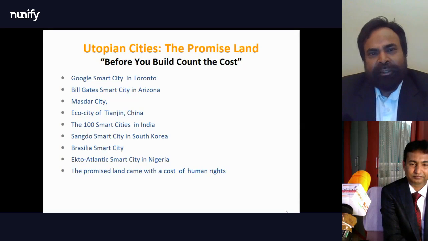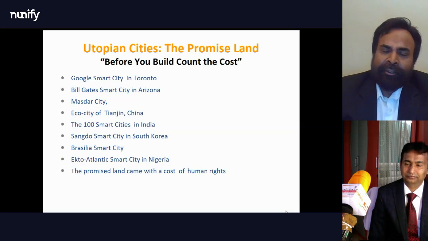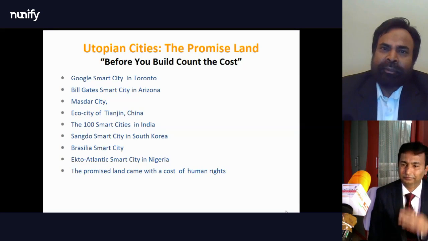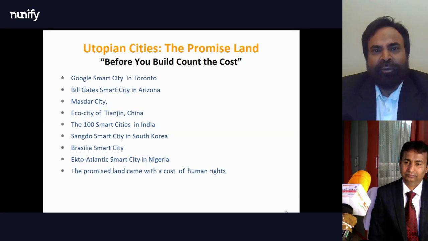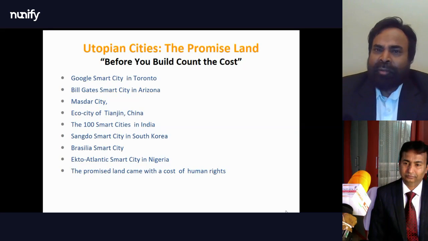And I believe with the smart cities, we started building and we started planning, but we didn't count the cost. And there's this Google smart city in Toronto that was several years ago. They started that project. They withdrew and stopped the project on May 7th. They said, we're pulling out of that project. And it came with all the promises that I just mentioned to you in my earlier slide. There was Bill Gates smart city in Arizona. That was announced several years ago, and nothing has happened there.